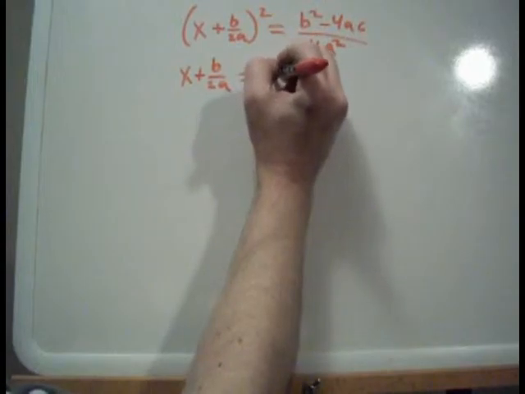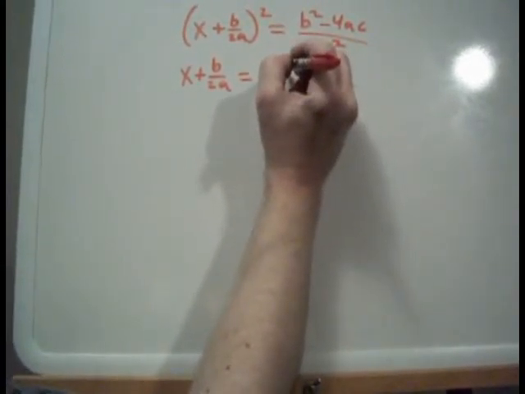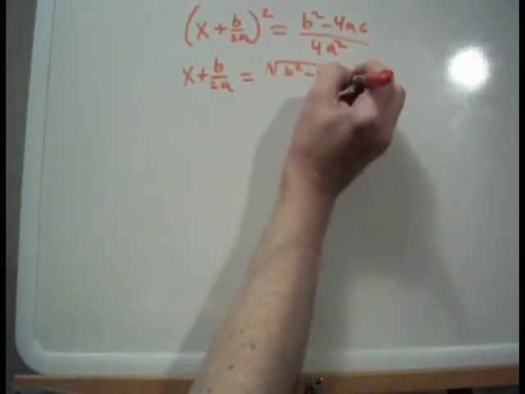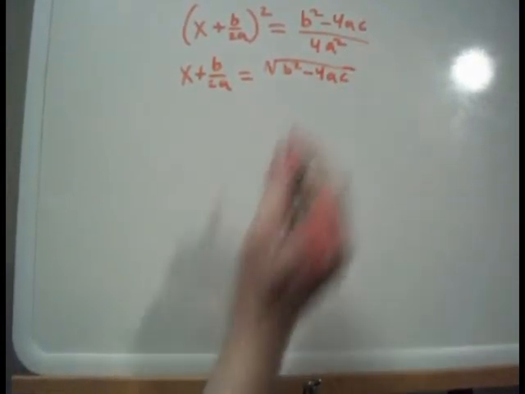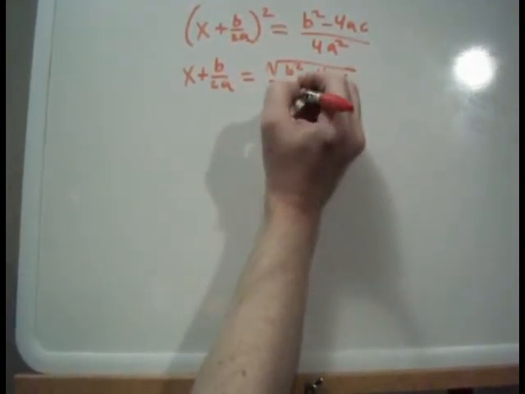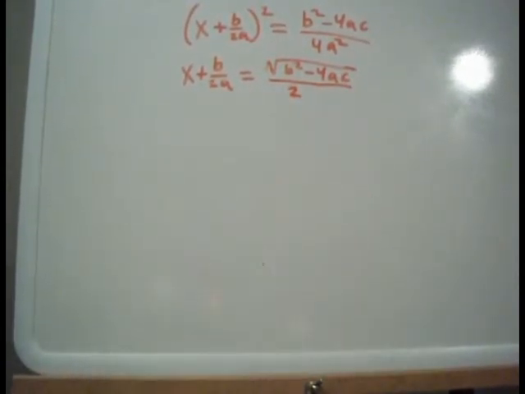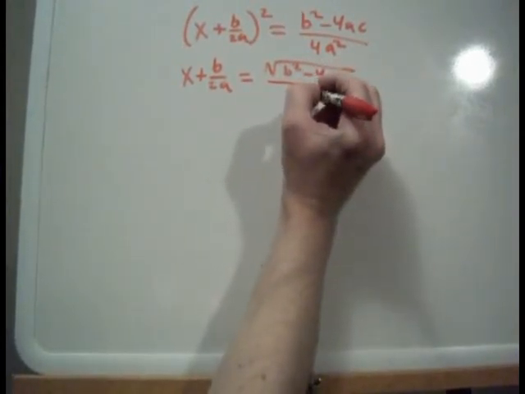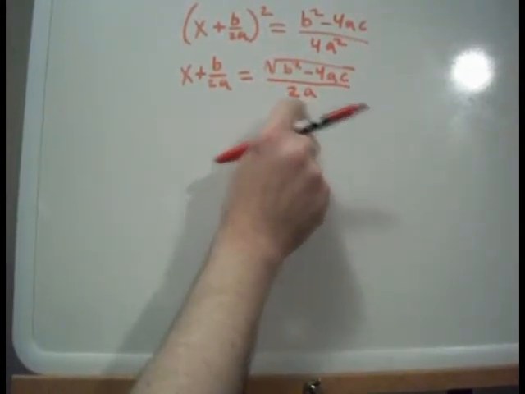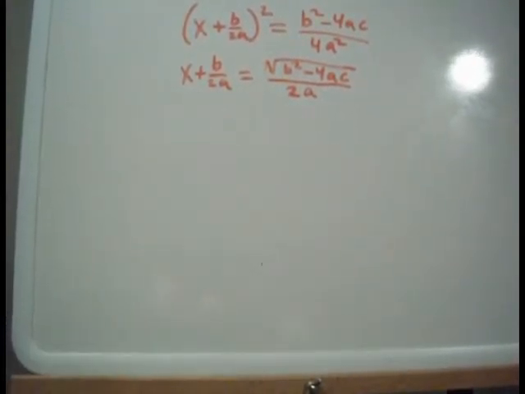Now, what's the square root of this? Well, we're going to square root the top. Just like that. Now, what is the square root of 4? Well, that's going to be 2. What is the square root of a squared? A. Now, have you noticed something here? The denominator here is exactly the same as the denominator here. That's a good thing.